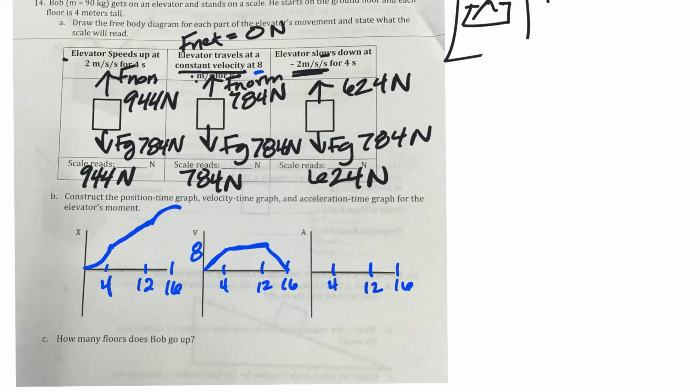And we can make sure we end up back at 0 by looking at this -2, that for every second, we're going to drop -2. So we're going for 4 seconds, so we're going to drop a total of -8, which takes us back to 0. For the acceleration, this one's easy.